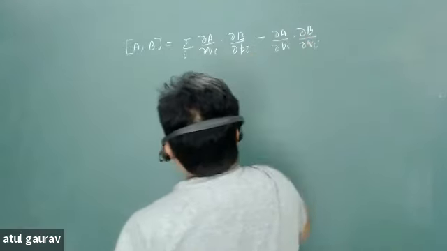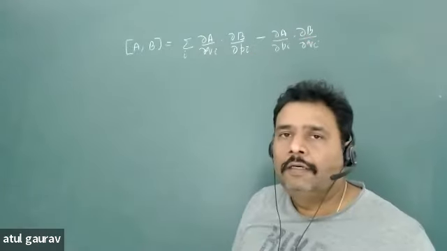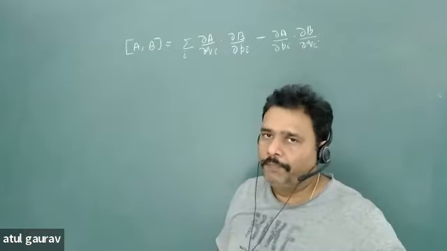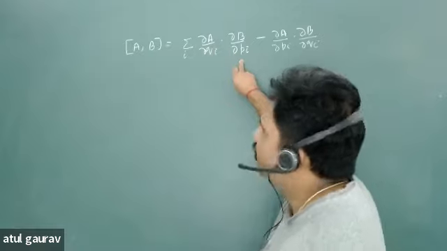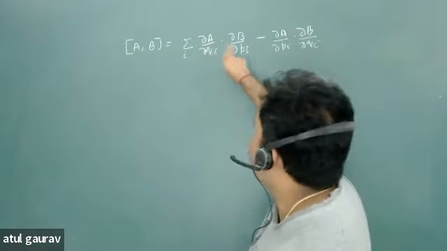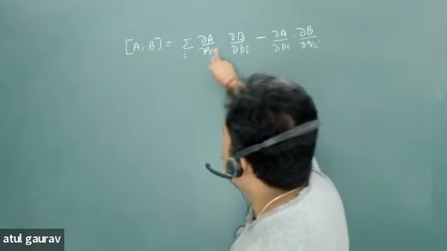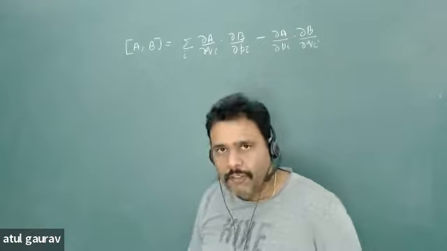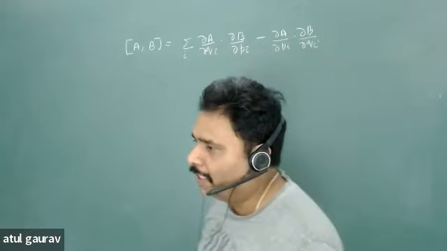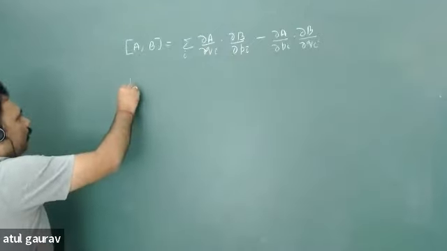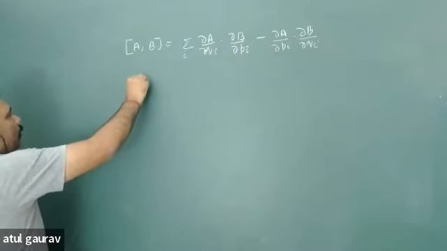What is the meaning of i? Generalized coordinate and conjugate momentum. If this is x, this is px. Are you getting my point? If this is y, this is py. If this is theta, this is p theta. So it will depend on what your generalized coordinate and generalized momentum are. Okay. Then obviously you can easily appreciate all these things.